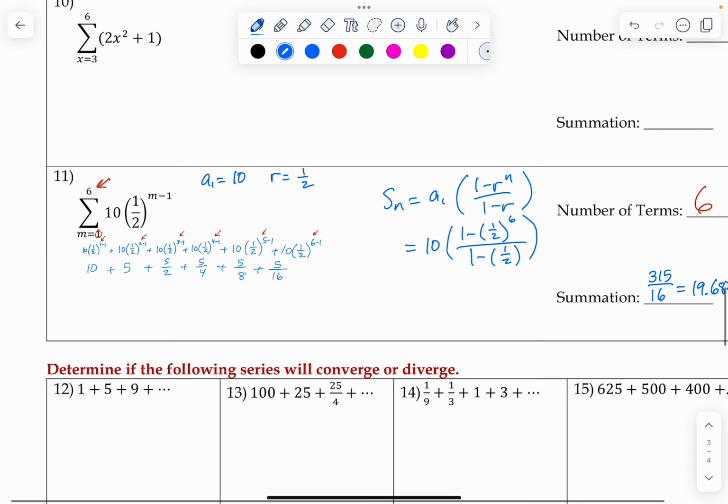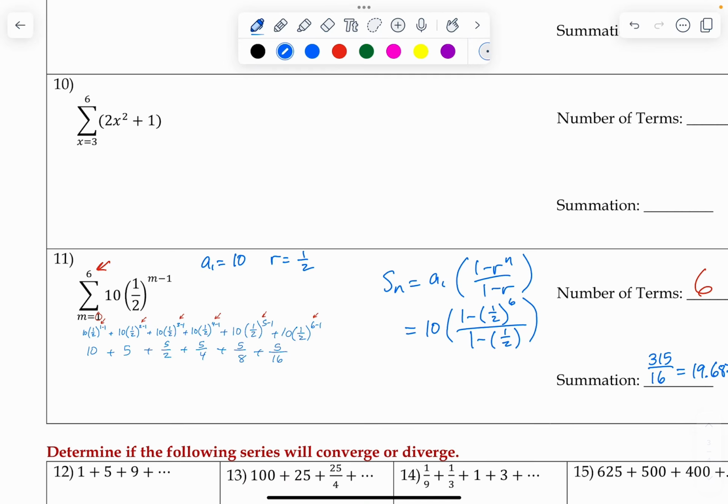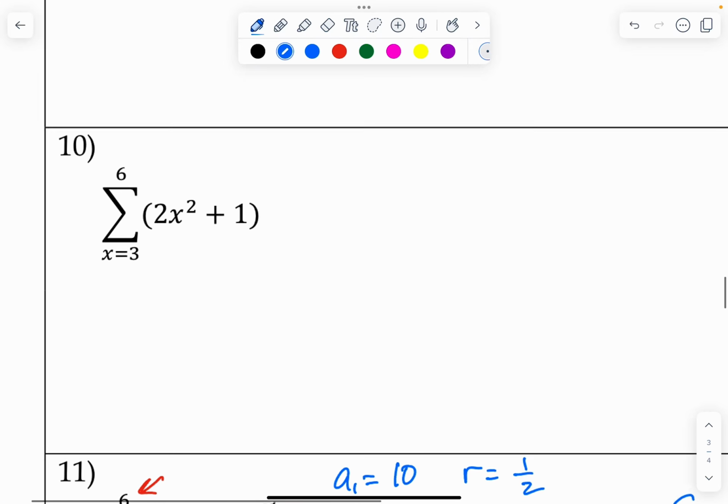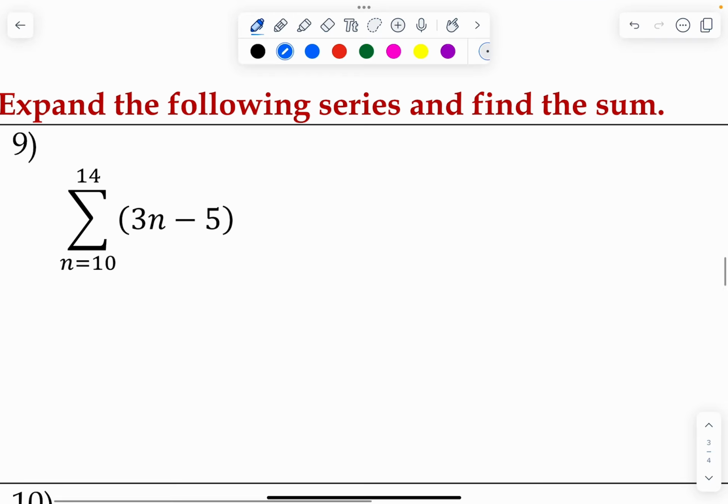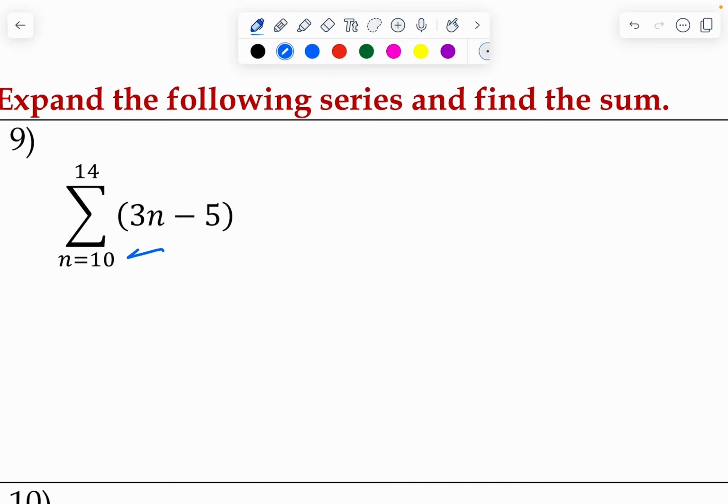Now, I'm kind of working backwards in the notes because I didn't write the notes, and this way it makes more sense to me. So in the next one, I don't know that we're going to do that one. On the next one, we're going to start here. The first number, remember, we start with this number, we plug that in, and we plug in every number until we get to the top number, and then we stop.